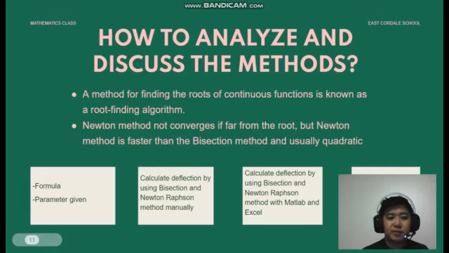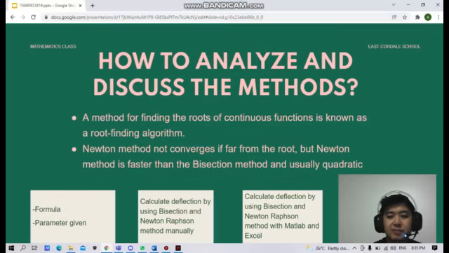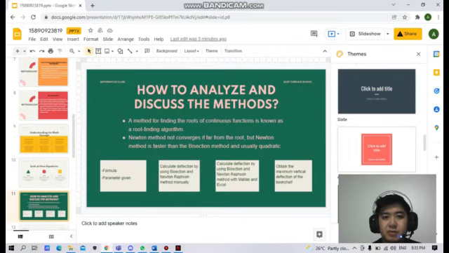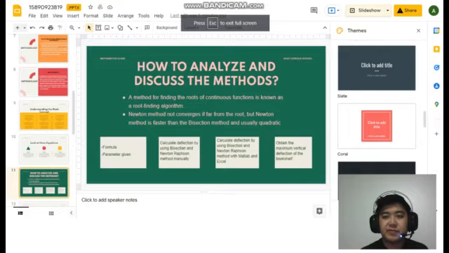So first we use the formula and parameters given, and then calculate the deflection by using the bisection and Newton-Raphson methods manually, and then we calculate the deflection by using the bisection and Newton-Raphson methods with MATLAB and Excel. And last, we obtain the maximum vertical deflection of the bookshelf.